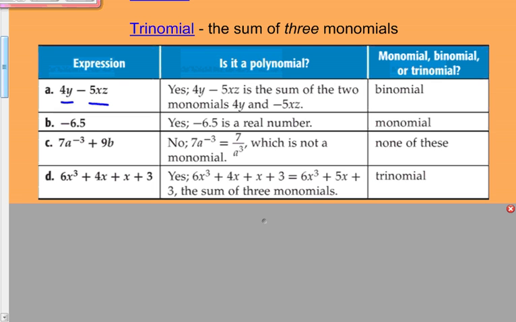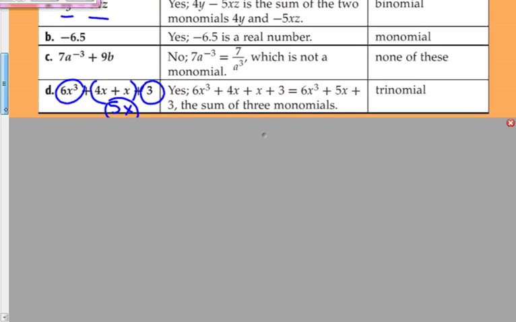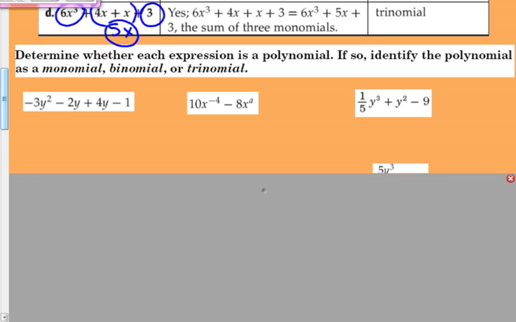And then letter D, you've got your 4x here and your x. Those are like terms. So you can put those together and make 5x. So then you'd have 1, 2, 3 whole terms, and that's the sum of three monomials, which is called a trinomial. And that is what you're going to be doing on the first part of your paper. And it'll look something like this.